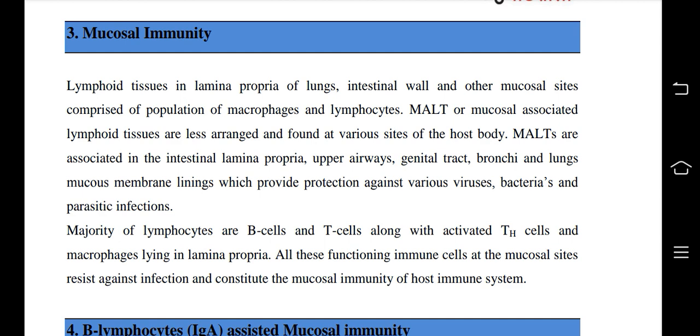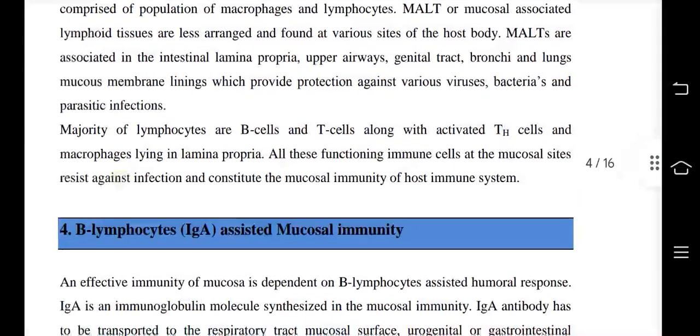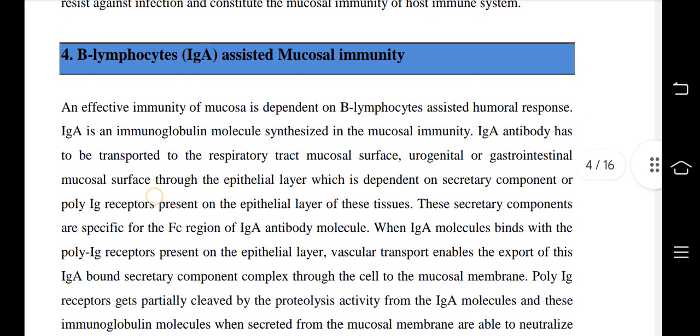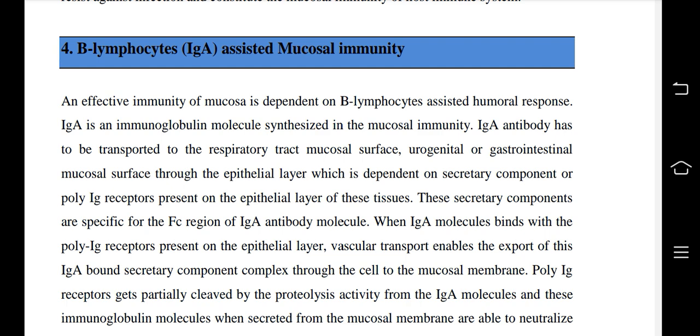The majority of lymphocytes are B cells and T cells, along with activated Th cells and macrophages lying in the lamina propria. All these functioning immune cells at the mucosal sites resist infection and constitute the mucosal immunity of the host immune system. B lymphocytes, IgA assisted mucosal immunity.